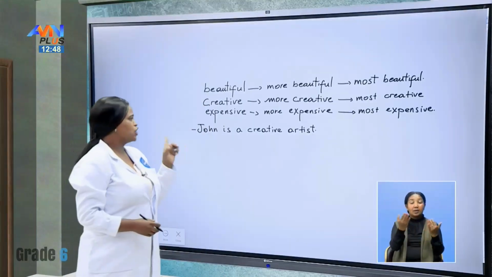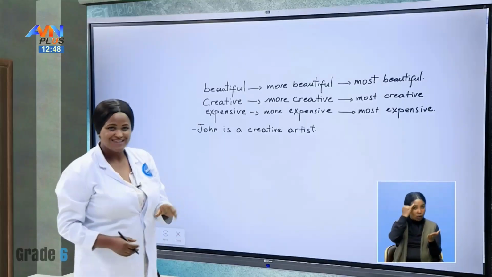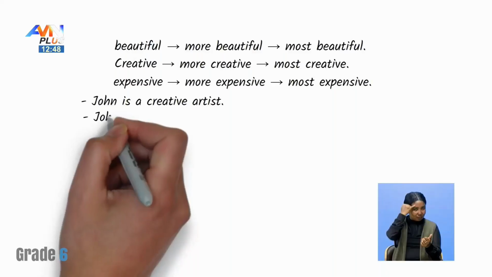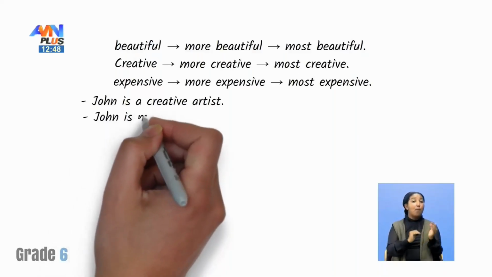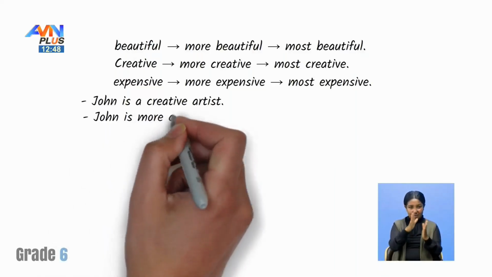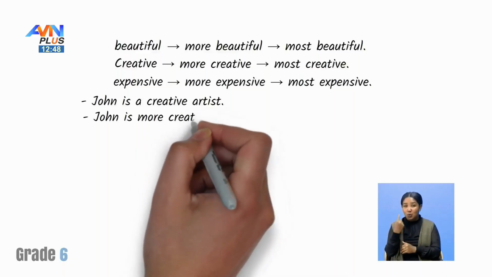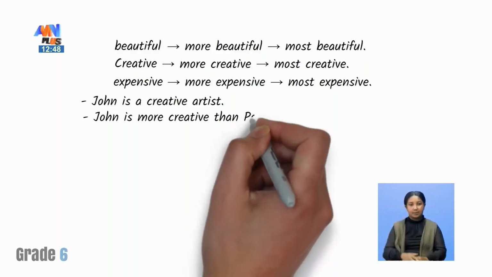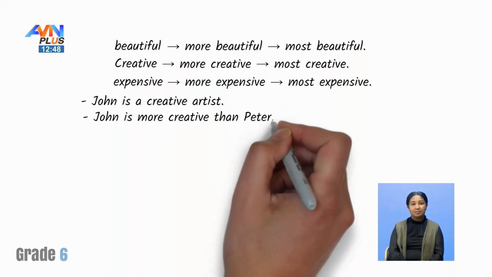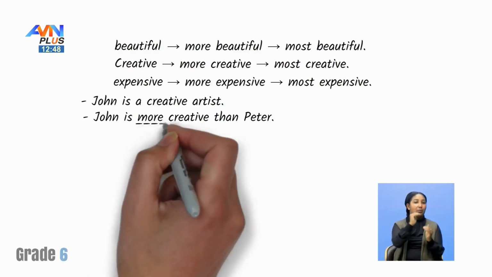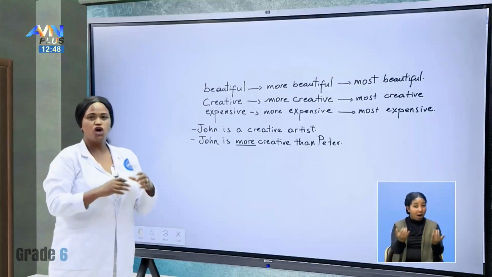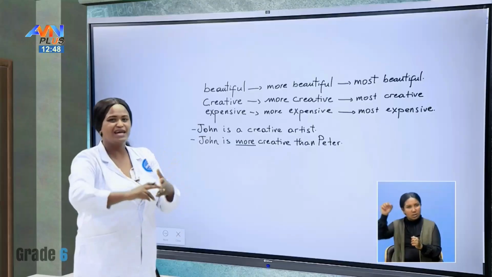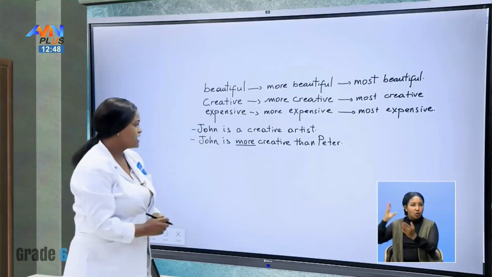Now let us compare John with Peter. How do we say? John is more creative, yeah? Creative than Peter. Good. This time we use more. Okay. And let's make it John with Peter, Paul, yeah? And Samuel and the other boys. How do we say? Yes.